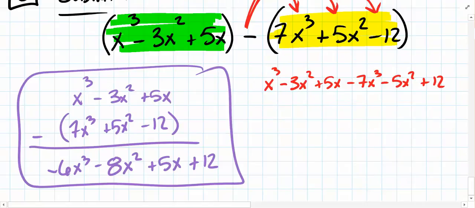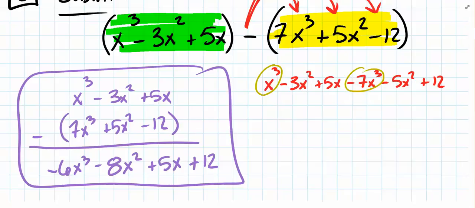I think it's far less confusing than the vertical way that the book will present, but they're going to give you two different ways of doing it. I say go with whatever way makes you happy. You and the person sitting next to you, whichever way makes you happier, go ahead and see if you can get the right answer for this one.